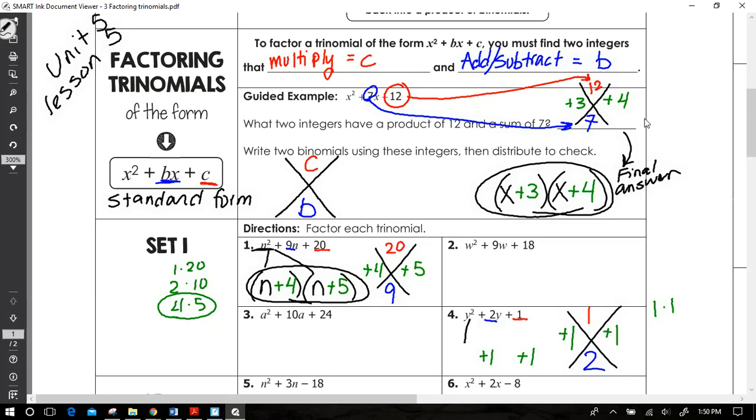And then I have a Y. And then I have a Y. And then they both get wrapped up. And that's the answer.